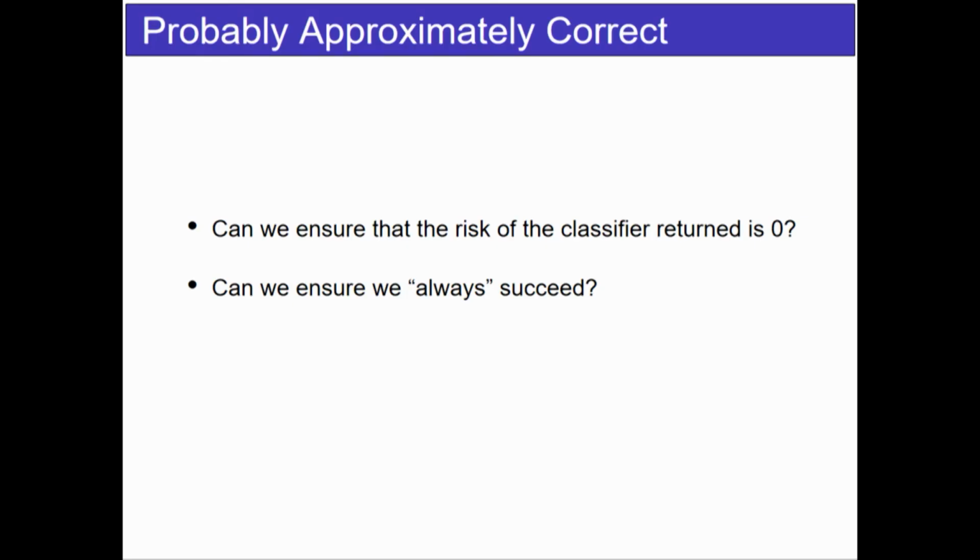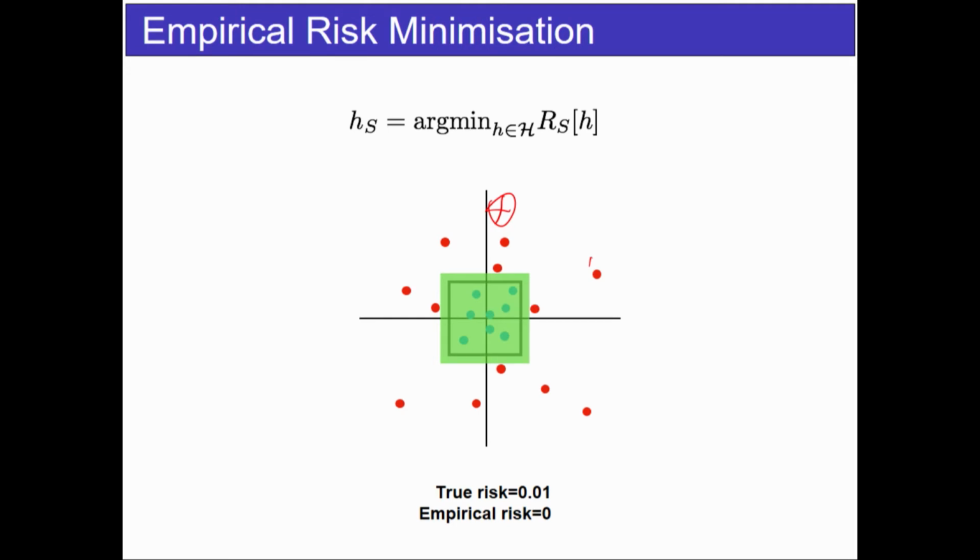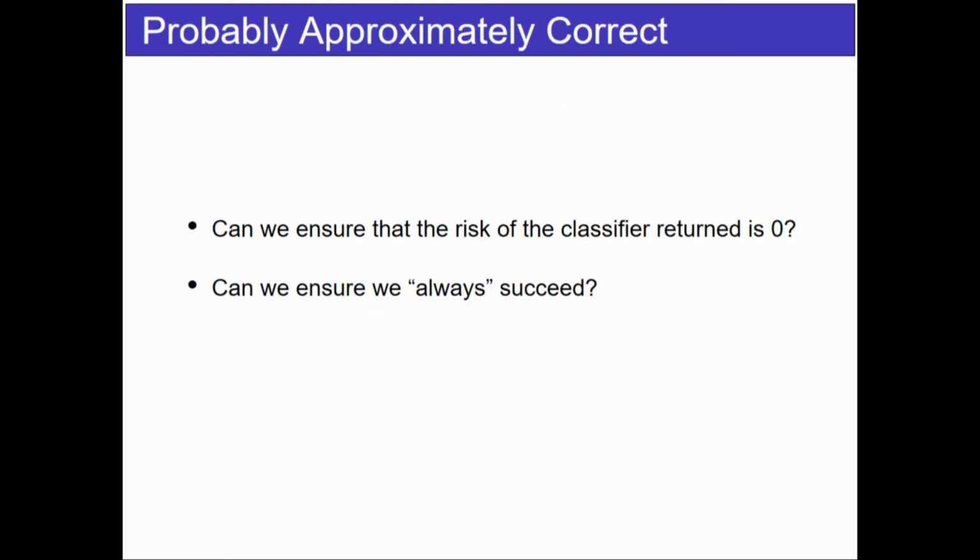It's fine. So here the question is, can we ensure the risk is always 0? The empirical risk, we can ensure that it is always 0. But the true risk, can we ensure that it is always 0? Generally, no, it is not possible. But we can try to ensure that it is close to 0. But the next question is, can we ensure that we always succeed?